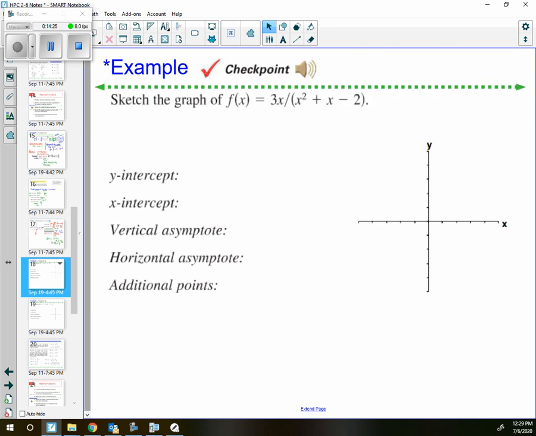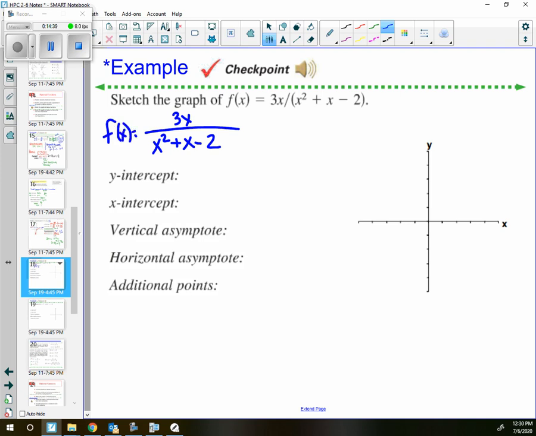All right, so we're going to sketch this graph, 3x over x squared plus x minus 2. So 3x, make it a little bit easier for you to read here, x squared plus x minus 2. All right, so let's do some comparison of degrees here. Degree in the top is 1. The degree in the denominator is 2. Okay, so right away we can talk about horizontal asymptote then. The degree is greater in the bottom.